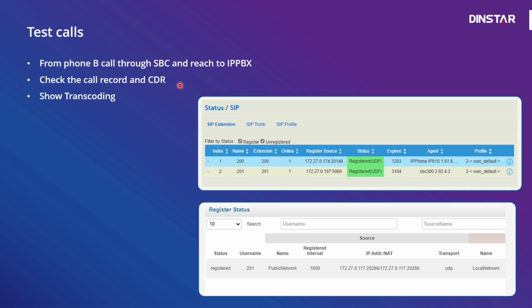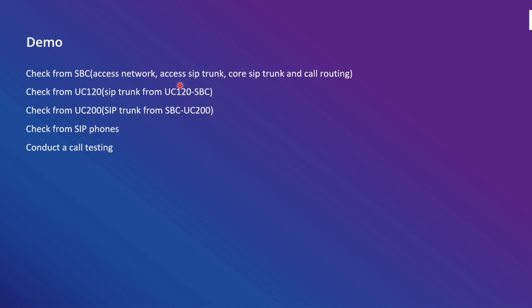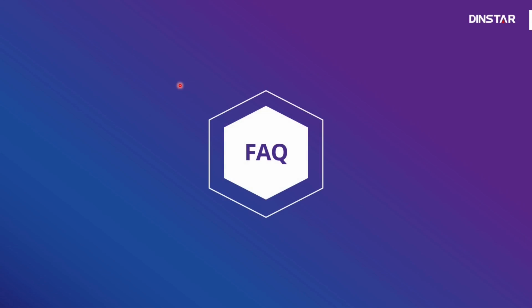After making a call, we can see a lot of the call status and call details. If we check from the SBC, we can see the SIP trunk status and so on. You can see that all the phones, all the calls registered, and the SIP phone registered and so on. Okay. Just now I demonstrated how the call works already.